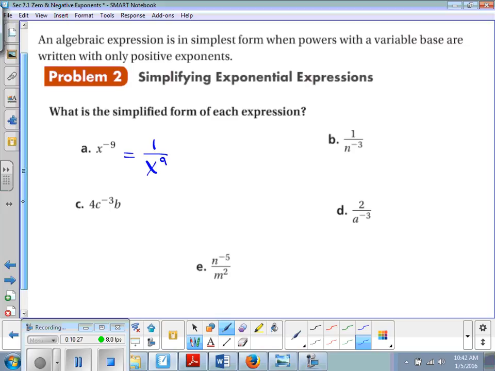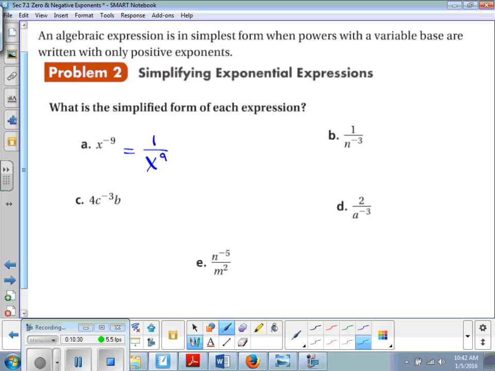Very good. Now, for problem B, what happens when the exponent is already in the denominator? You flip it again. You just go ahead and flip this. So now the negative exponent is going to go to the numerator. The 1 is going to go to the denominator. You see that? You're just going to flip this too. And we're going to get n to the positive 3 over 1, which of course is just n to the third. And there's your simplified form. Got it?